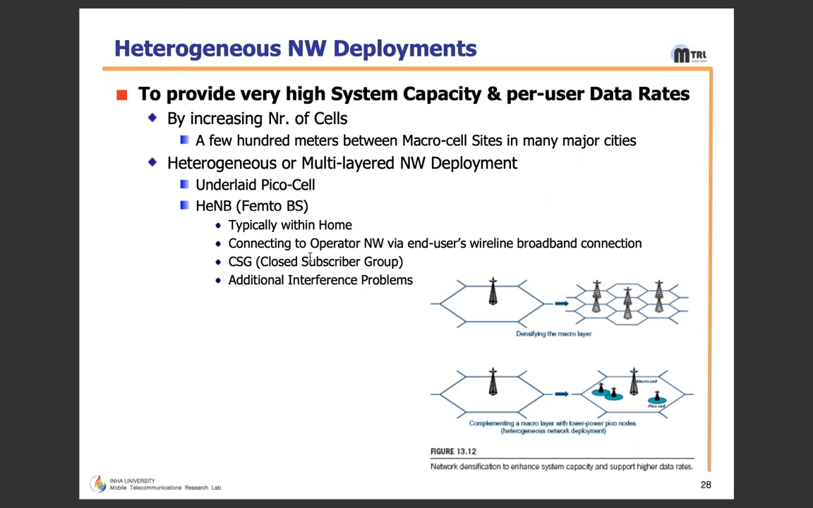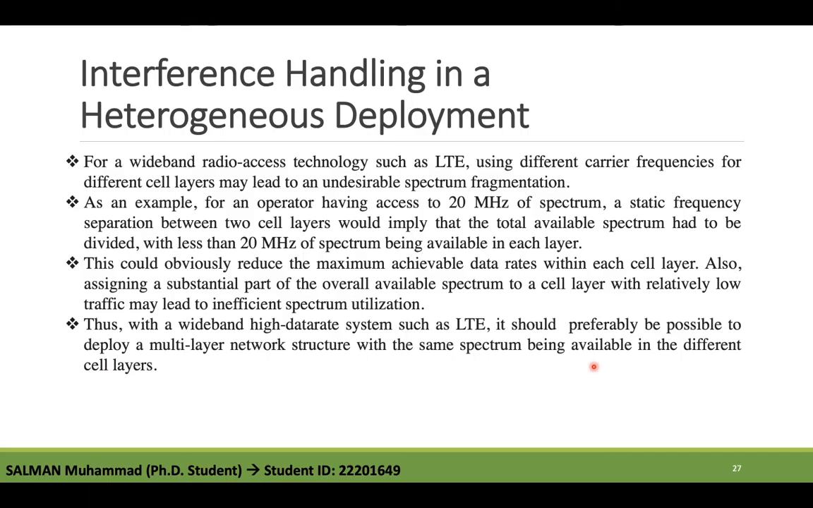Thus, users not being members of the CSG have to access the radio access network via the overlaid macrocell layer, even when they are in close proximity to the femtocells. So interlayer interference may be more severe compared to the inter-cell interference in the same layer.